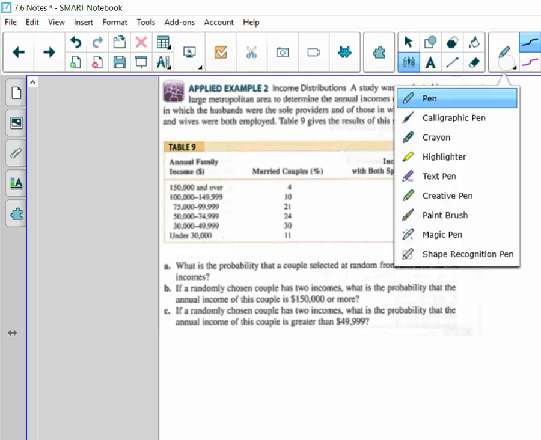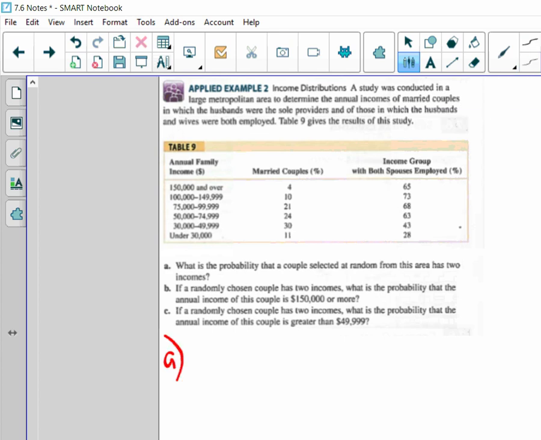Okay? That's a lot of information. So look at part A. It says, what is the probability that a couple selected at random from this area has 2 incomes? So think about this. We only want the married couples in this. So of all of these, I want to know what percent of them are married. I don't know if you want to make the tree diagram or not, or if you want to just work it out. The tree diagram on this one's going to be really crazy because we have 1, 2, 3, 4, 5, 6 different things. I did make one. A, B, C, D, E, F is what I called it.